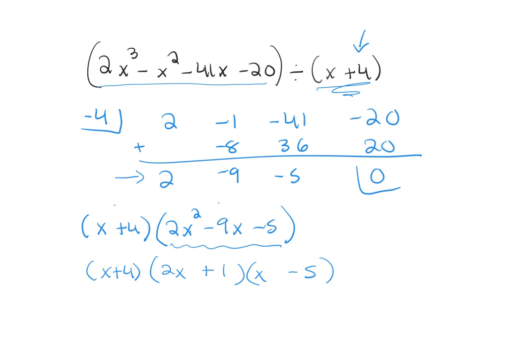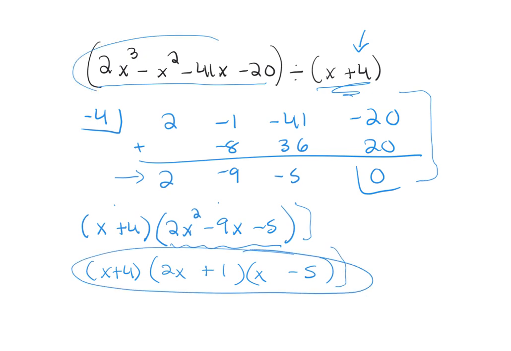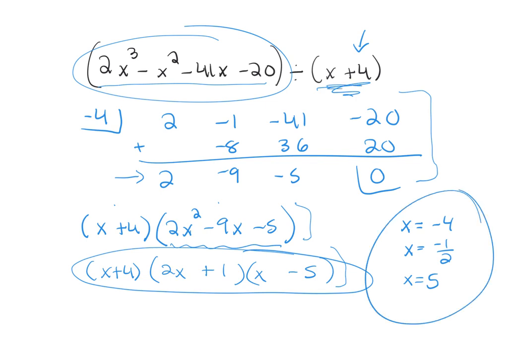So by taking one factor and breaking it down, we can keep breaking it down. Now this is the fully factored form of the original polynomial. And then we can clearly find the zeros: x equals -4, x equals -1/2, and x equals 5. So by knowing one of the factors, we were able to find all of the real zeros of this polynomial.